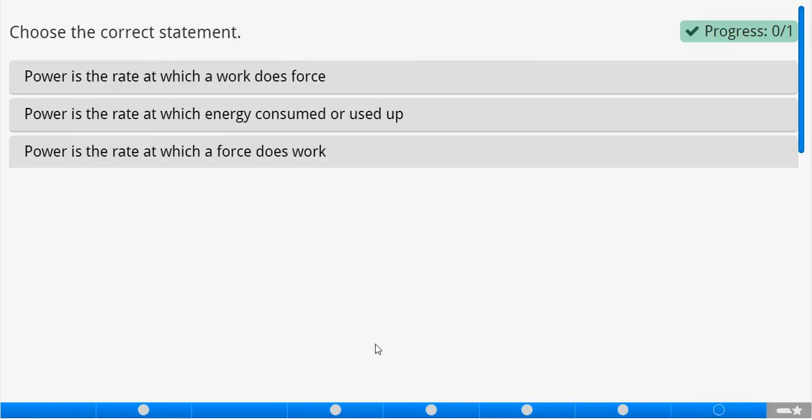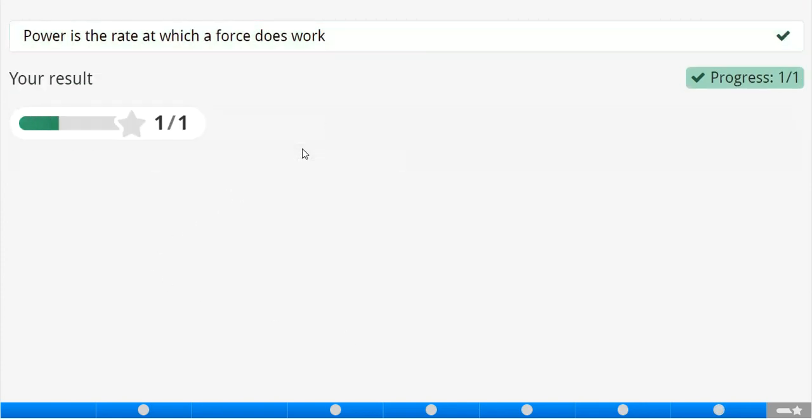Now, let's choose the correct statement before we wrap up the class for today. Power is the rate at which a work does force. That statement is wrong, because force needs to come before work. It is force that is applied that will produce work. Power is the rate at which energy is consumed or used up. Energy cannot be created or destroyed, but can be converted from one form to another. So energy cannot be consumed or used up. It can only be converted. Power is the rate at which a force does work. This statement is correct. So we pick it and see.